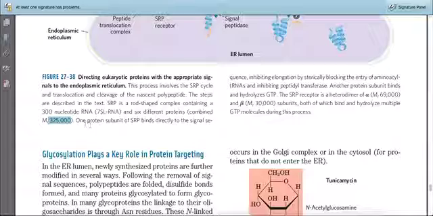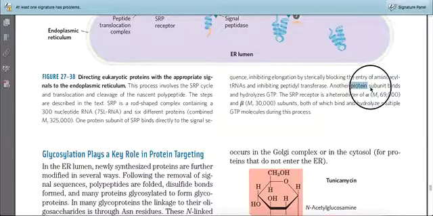Another question: one protein subunit binds directly to the signal sequences, and its function is inhibiting elongation by sterically blocking the entry of aminoacyl tRNA and inhibiting peptidyl transferase, which is a part of the larger subunit of the ribosome. So these two questions: what is the structural configuration of SRP, and what is the function of the proteinaceous part of the SRP?